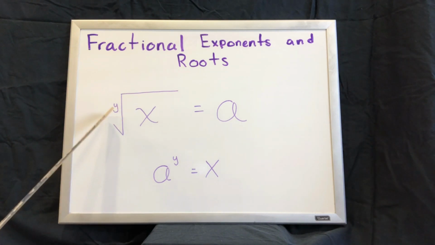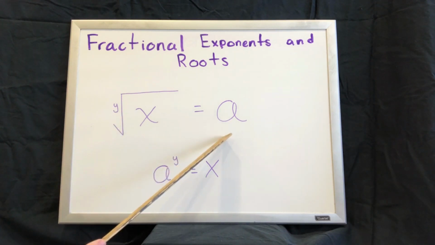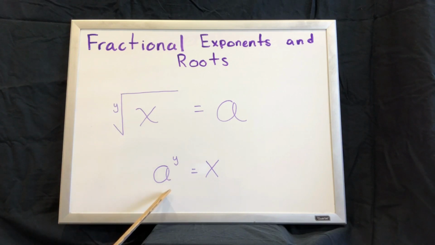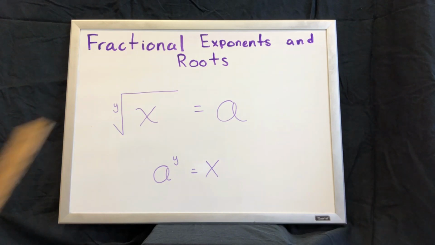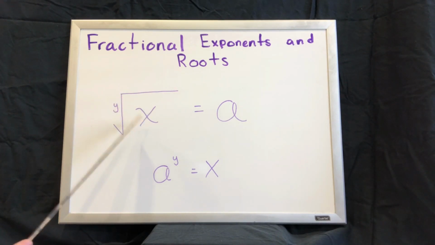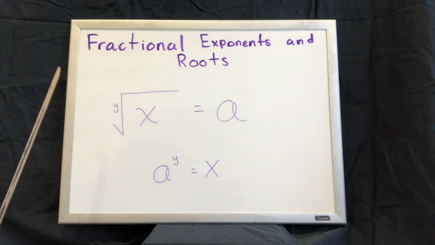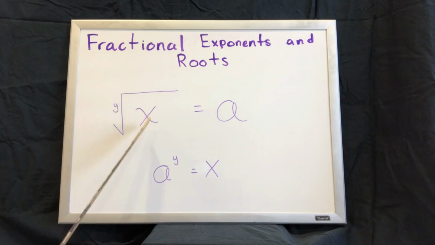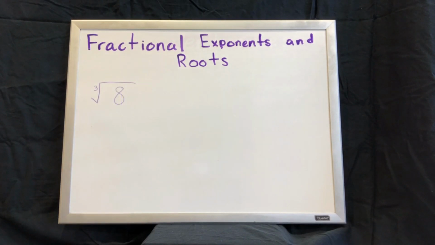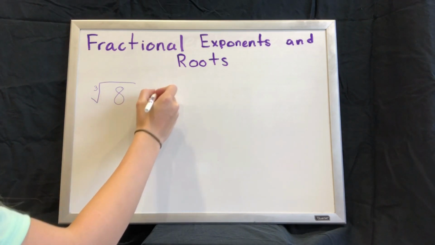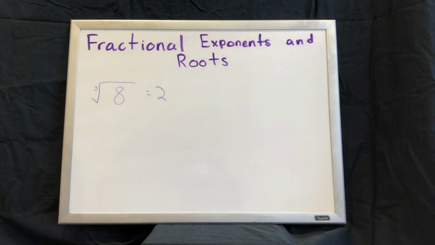Now, saying that the y-th root of x equals a is the same as saying a to the y-th power equals x. So, when we ask what the y-th root of x is, we're really asking what number raised to the y-th power will give us x. Here's an example. The cube root of 8. What we're really asking here is what number raised to the 3rd power will yield 8. Well, we know of one such number, 2, because 2 to the 3rd power equals 8.